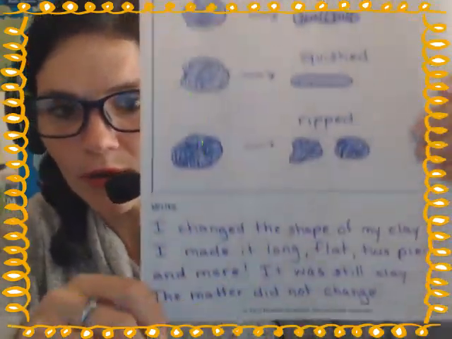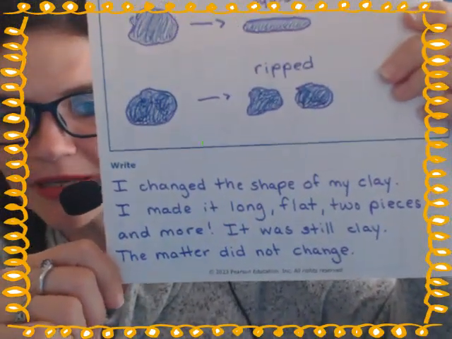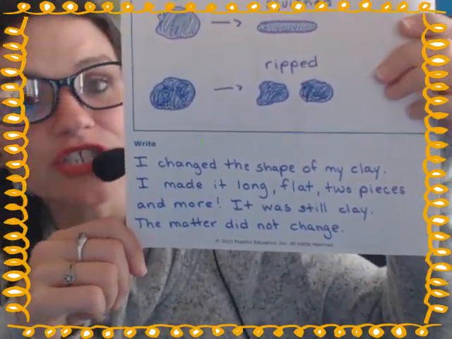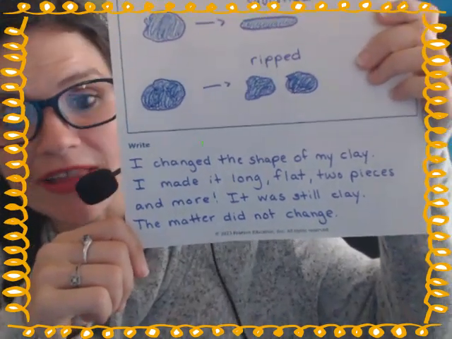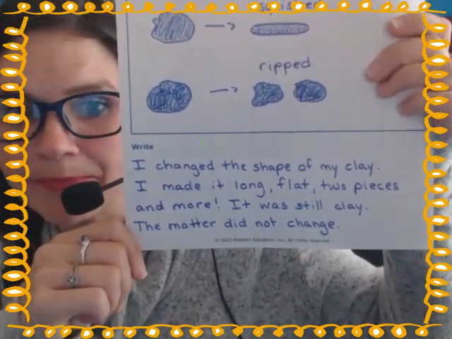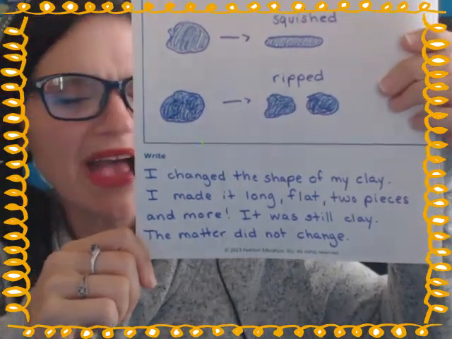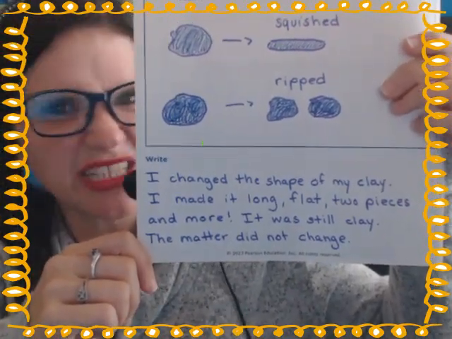So here's what I wrote. I still wrote several sentences, but I made them a bit shorter. I changed the shape of my clay. I made it long, flat, 2 pieces, and more. It was still clay. The matter did not change, right? Even the amount, even the mass didn't change. I was just changing the way it looked or how it appeared.